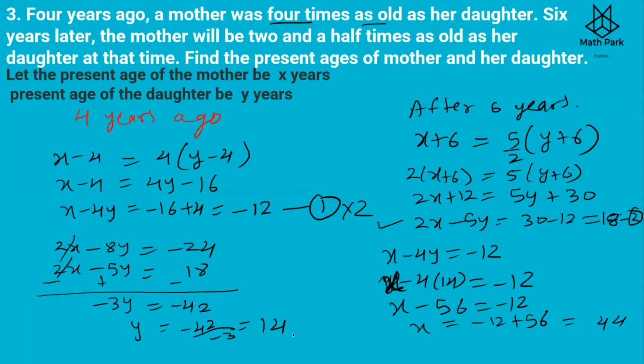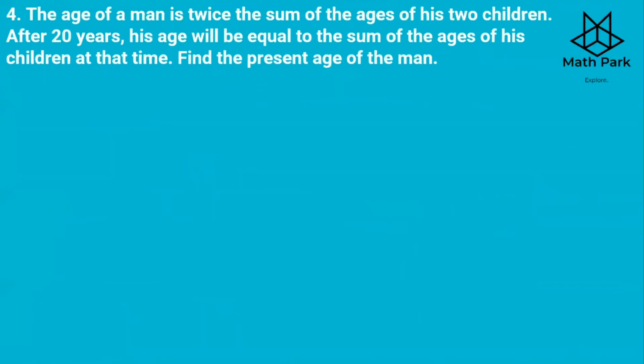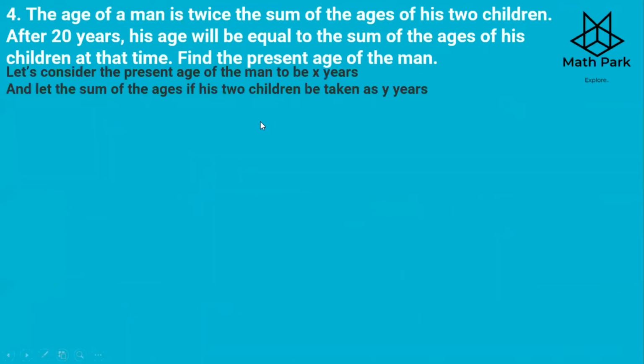So this is how we get the ages of the mother and daughter as 44 years and 14 years respectively. Got it? Moving to the next question. So let us take the age of the man as x years and the sum of the ages of the two children as y years. First, this is important. Understanding this is important, what we have to assume as x and y.